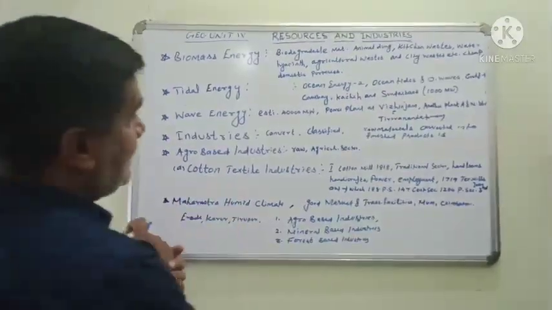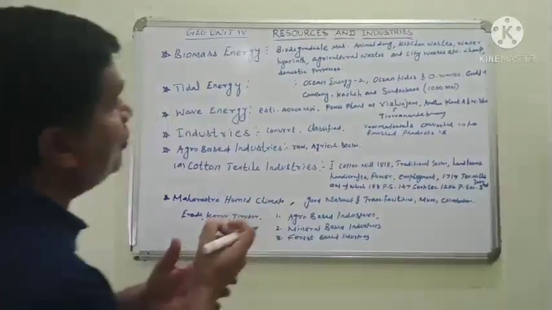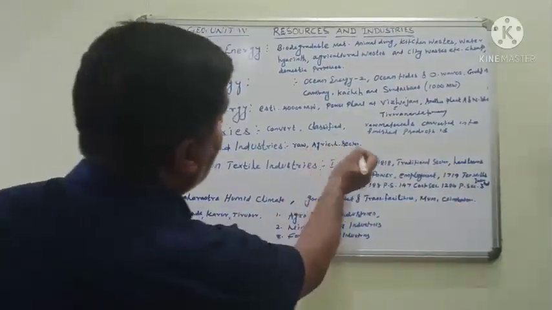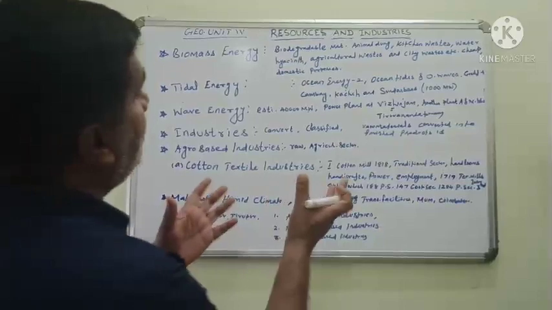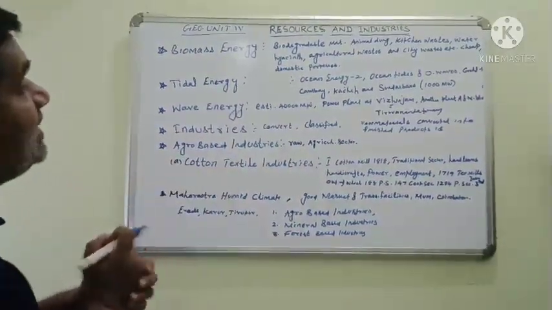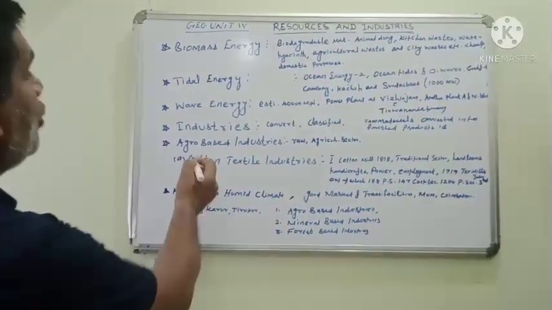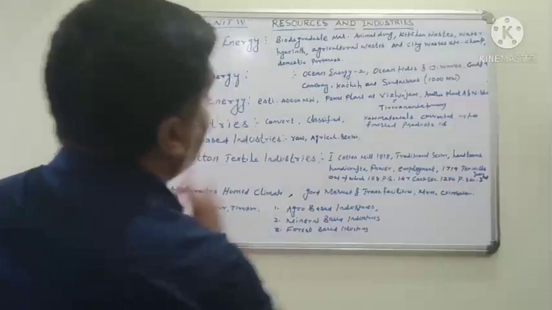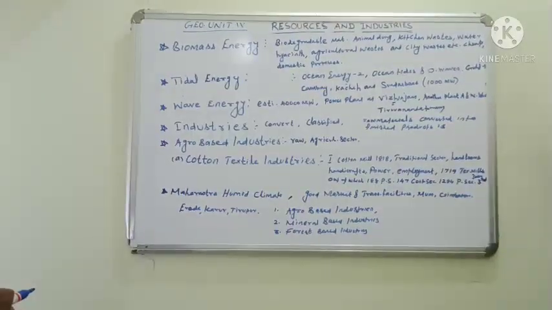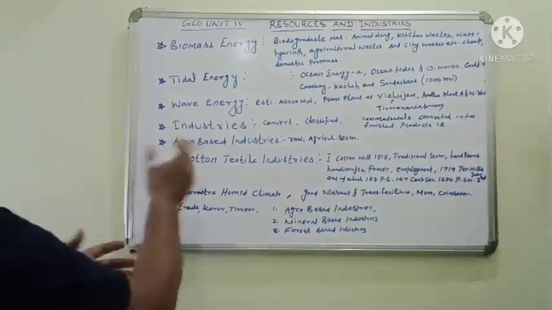In agro-based industries, agricultural products are the raw materials. The agricultural products, the raw materials, are converted into finished products, known as agro-based industries.